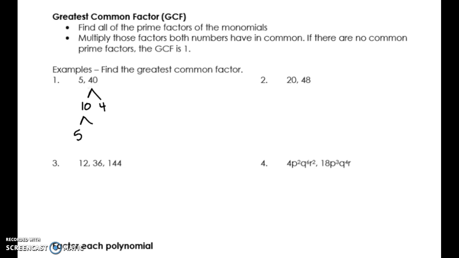5 and 2. And then 4, 2. Okay, so 5 and 2 are both prime factors. So now let's factor them. So after I factored them, it says multiply those factors both numbers have in common. Okay, so in this case, 5 is just the number 5. That was a prime factor. 40 also has a 5. Those are in common. Both of those numbers have a factor of 5 in them. So that means your greatest common factor is 5. You can ignore all the other numbers.